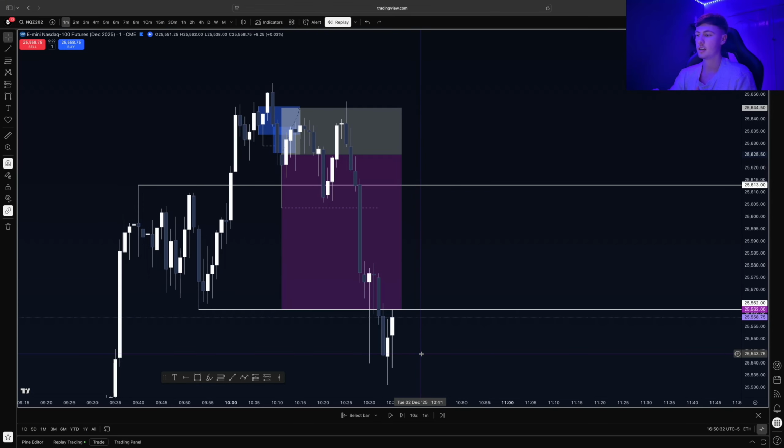But yeah, other than that, guys, that is literally Liquidity 101. It's how the market moves.